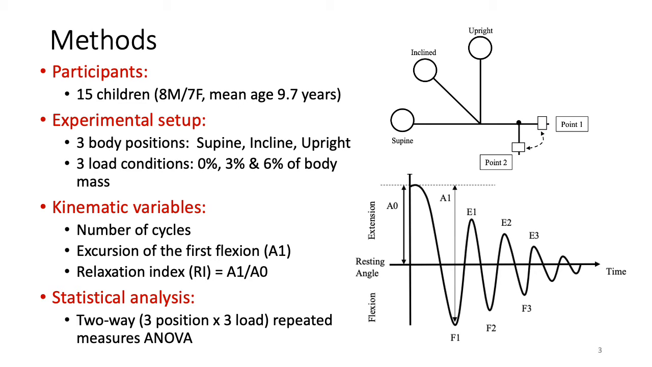The external load was attached using ankle weights represented by the white boxes on the image in the upper right. These percentages were based on our previous study that found that 2% of body mass demonstrated positive trends. The average weight for the 3% condition was about 2.5 pounds and 5 pounds for the 6% condition.